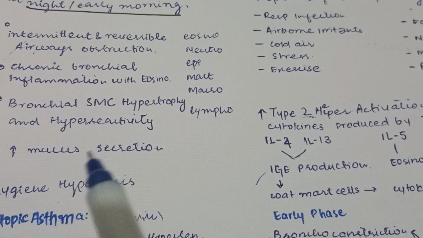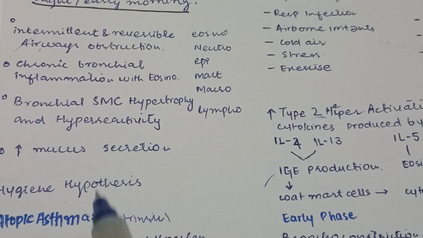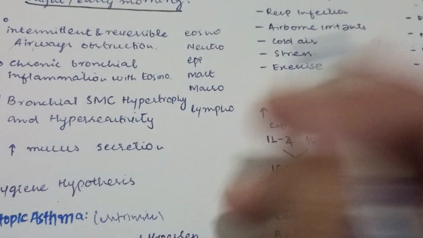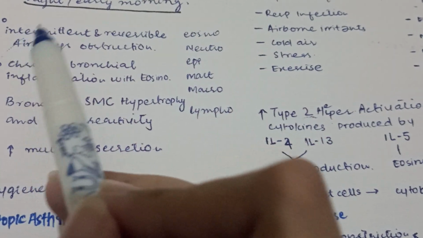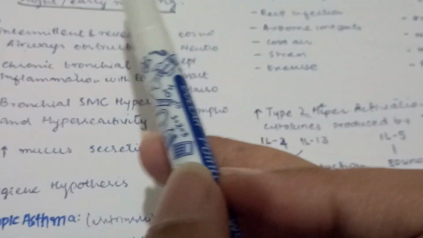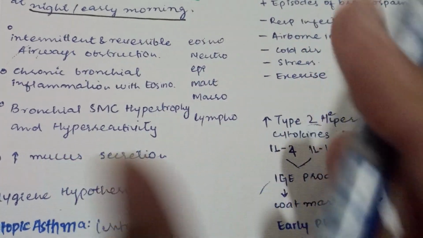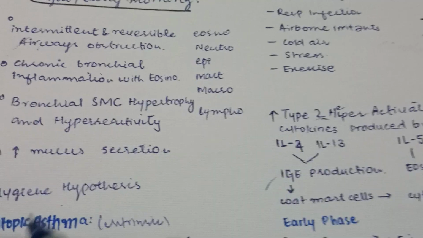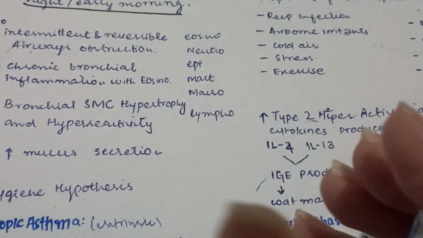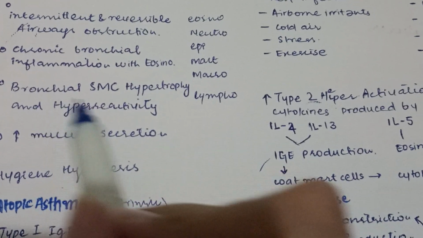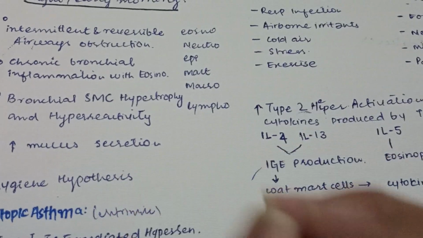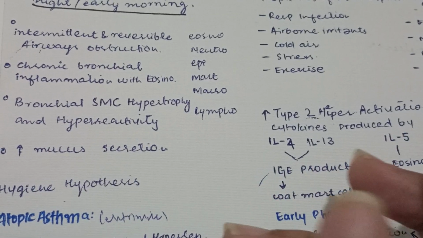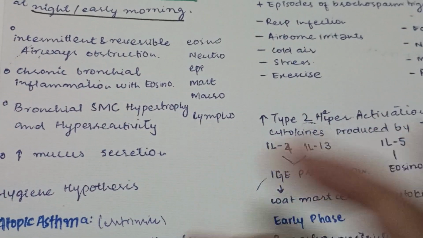Next, there can be an episode of asthma and it is completely recovered, and then there is a gap with no episodes, and then another episode occurs. So it's actually intermittent and reversible, and airway obstruction occurs in asthma. Second, chronic bronchial inflammation occurs, and in case of atopic asthma, it is associated mostly with eosinophils. Bronchial smooth muscle hypertrophy and hyperreactivity also occur. An increase in mucus secretion occurs by the increase in the number of goblet cells and mucus glands.